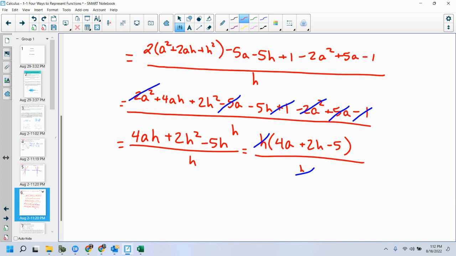So that means it's going to leave us with 4a plus 2h minus 5. And that is fully reduced. We can't do anything else with that. 4a plus 2h minus 5.